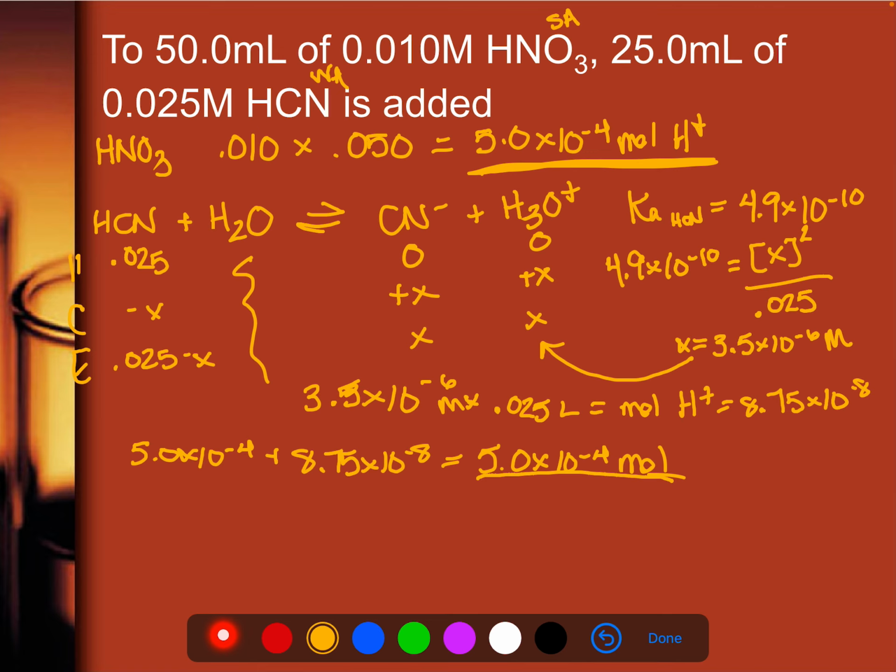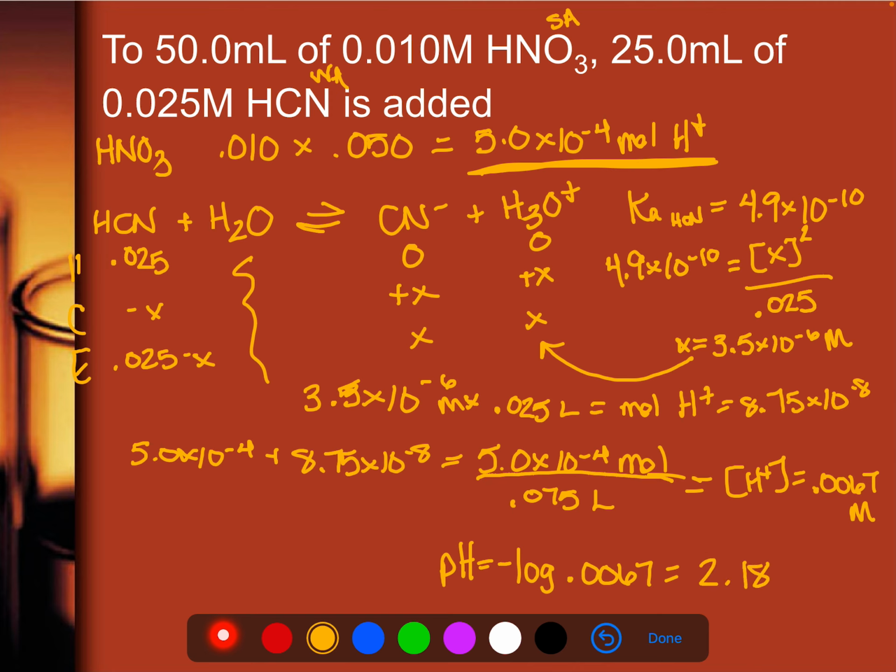So now that we have our number of moles of hydrogen, we divide by the total volume. So the 50 milliliters and 25 milliliters is 75 milliliters. That gives us a hydrogen ion concentration that is going to be equal to 0.0067 molar. And if we plug that into pH, it's the negative log of 0.0067. So our pH is going to be 2.18.